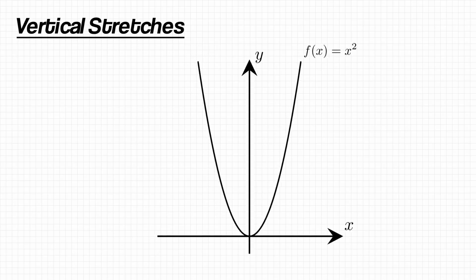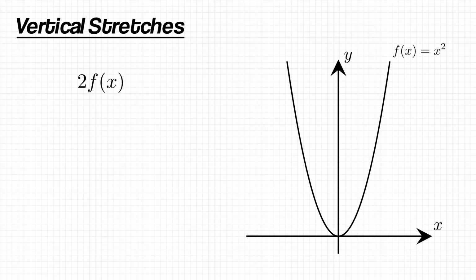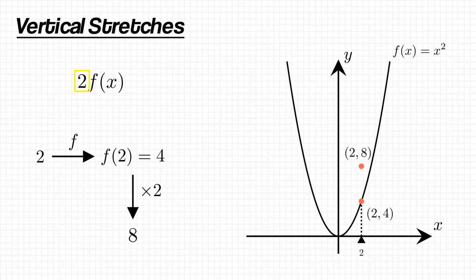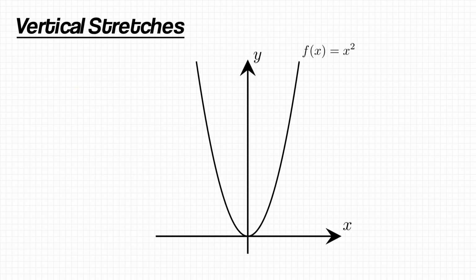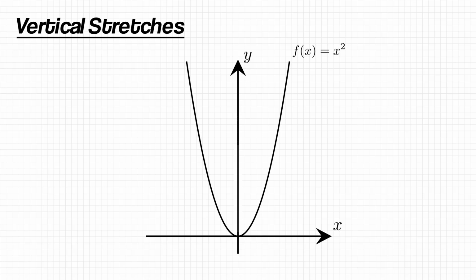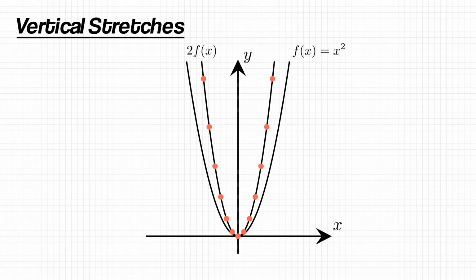To see how this works, let's pass an input through our function. If we take the value of x equals 2 and pass it through our function, we would retrieve the output of 4. But now, to get the point on the graph of 2f of x, we need to multiply this by 2. Now we can see if we want to generate the graph of 2f of x, we take any xy point on the graph of f of x and multiply the y-coordinate by 2.